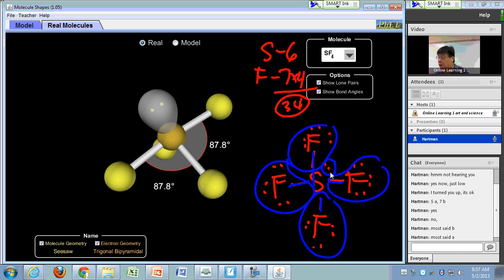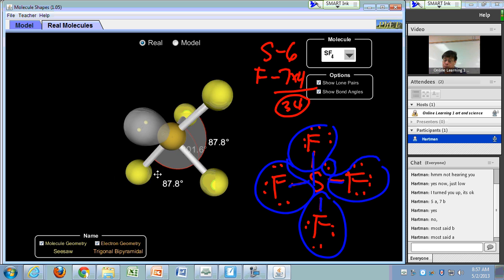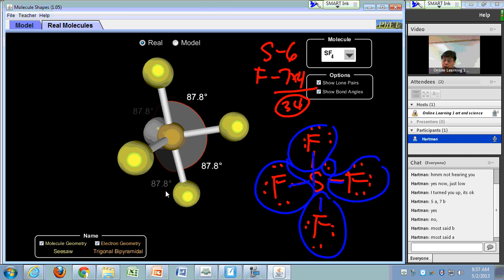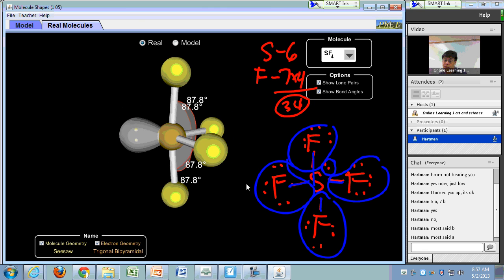So your sulfur has 5 groups sticking out of it, and these are the 5: the 4 SF bonds. So you have your sulfur here, fluorine, fluorine, fluorine, fluorine, and there's your lone pair right there. Notice that this is not a perfect 90-degree angle. The distortion again has to do with the fact that that lone pair is a little bit bulkier than a single bond. It distorts the angle somewhat. So that's your SF4 molecule.